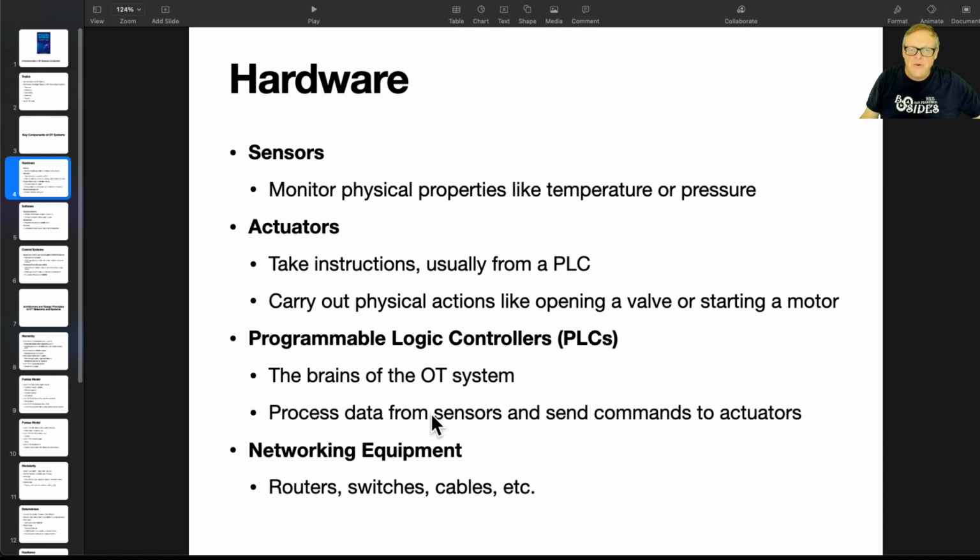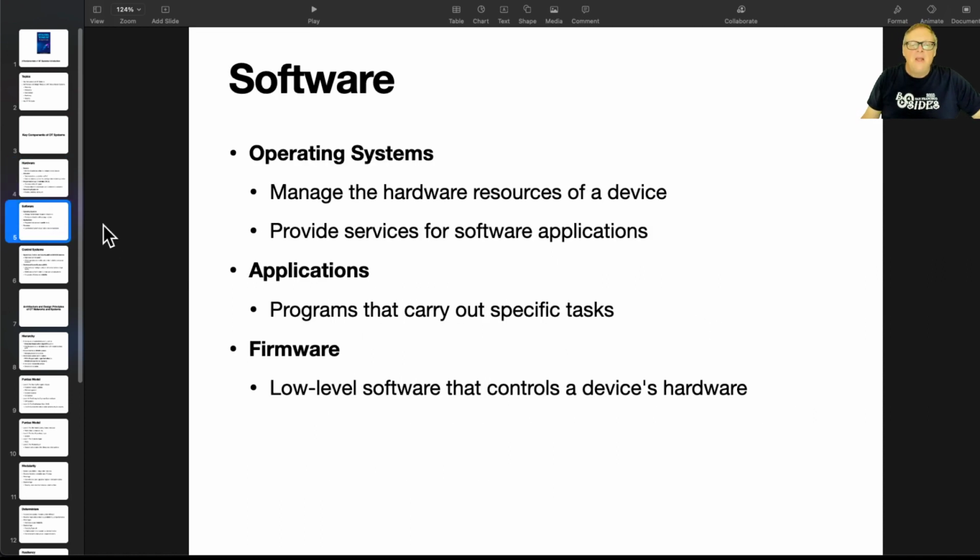So you've got sensors that monitor physical properties. You've got actuators that take instructions and then carry out some physical action. You have programmable logic controllers, which are the first layer of control, controlling these things. And then you've got networking equipment, routers, switches, and cables, and so on, which I'm pretty sure means the modern systems are using Ethernet. And then you have operating systems, applications, and firmware that we all talked about, the same as in other areas of IT.